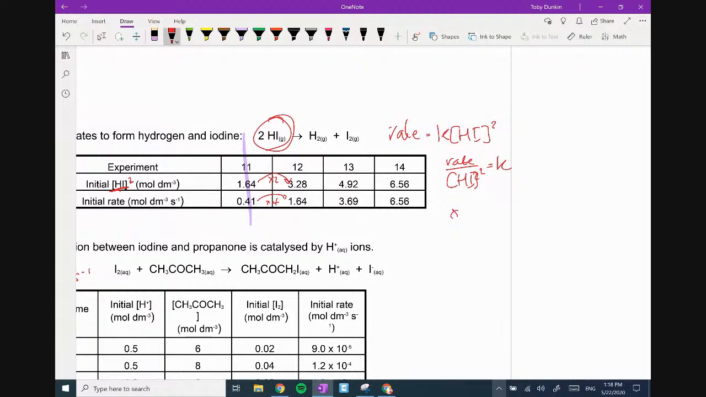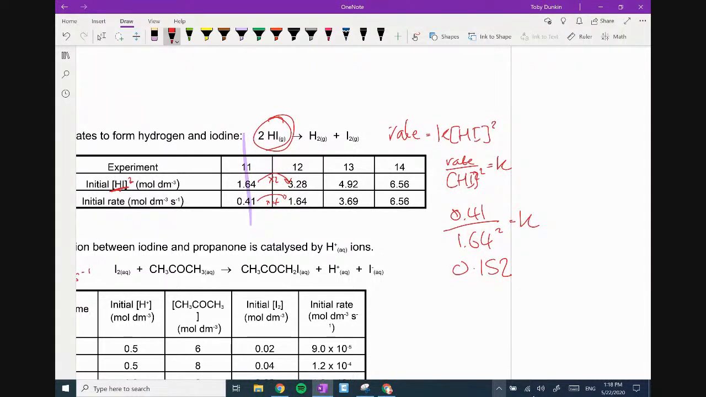Rate is 0.41 over 1.64 to the power of 2 gives me K. 0.41 divided by 1.64 squared. And I get a K of 0.152. Units: moles per dm cubed down on the bottom twice.